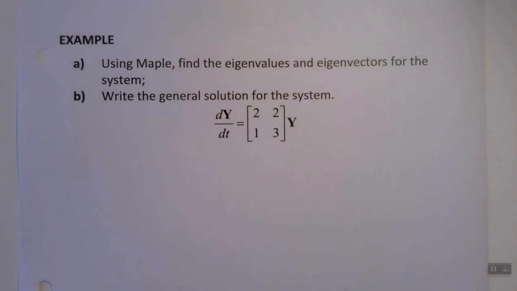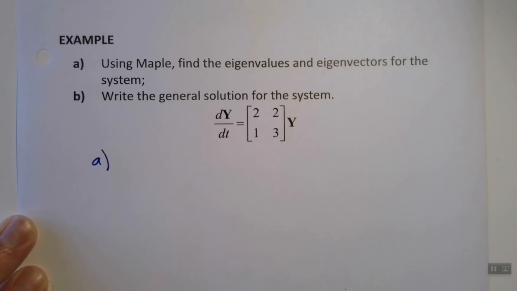Okay, so we're going to continue with another example. This one is going to be very similar to the last one with some slight differences that are going to be illustrative for us. So using Maple, find the eigenvalues and eigenvectors for the system. So we're going to jump right into it. And I'm going to presume you're going to hit the pause button, use Maple to find those eigenvalues and eigenvectors.